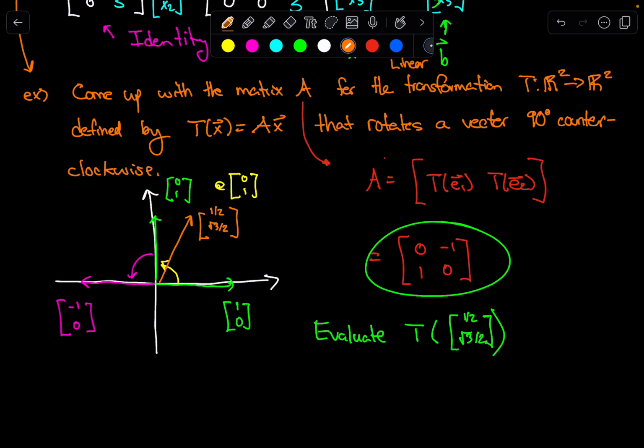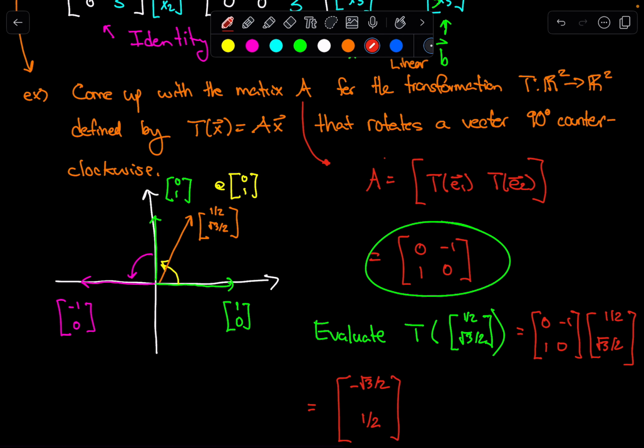Now there are ways we could do this just using good old-fashioned pre-calculus, but since we want to get some practice here, we just take the matrix [0, -1; 1, 0] and multiply it by (1/2, √3/2). If we do this, I believe for the first entry we're going to get -√3/2, and then for the y entry, we get 1/2.